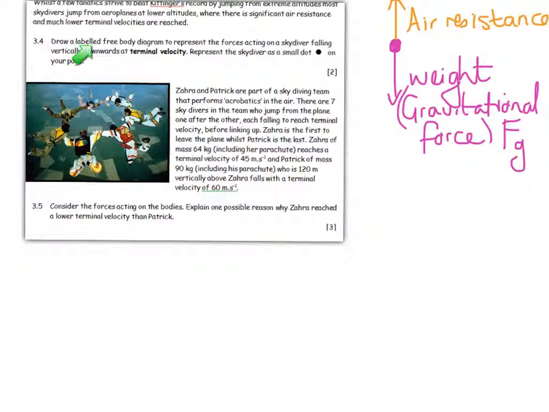Draw a labeled free body diagram to represent the forces acting on the skydiver when he's falling downward at terminal velocity. At terminal velocity, remember, means that there is no acceleration. If there's no acceleration, then there is also no unbalanced force.